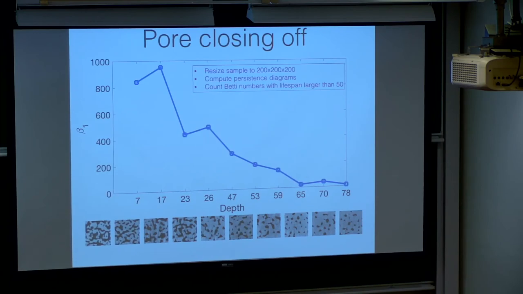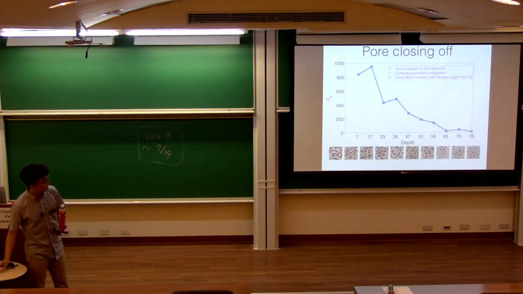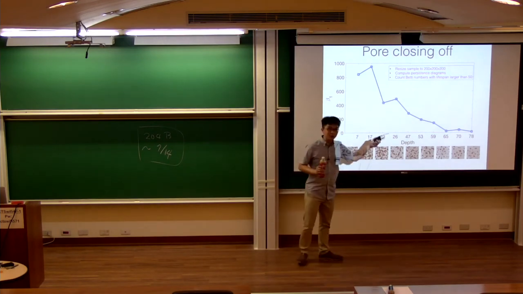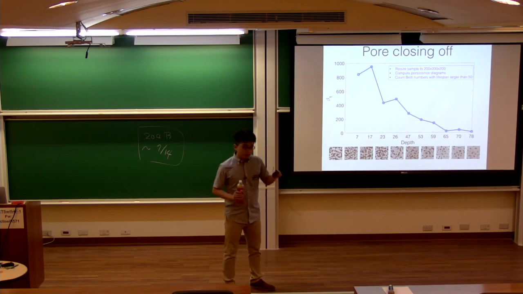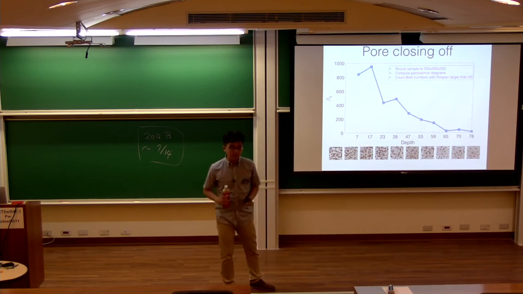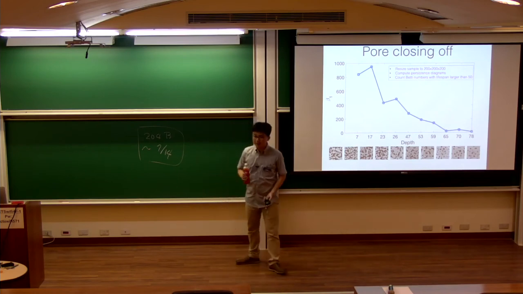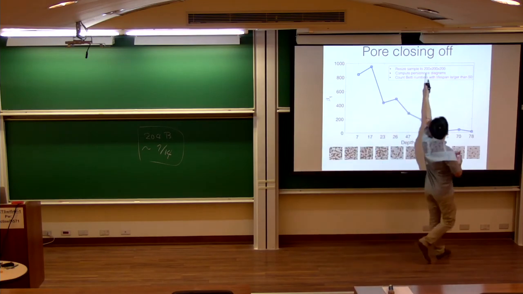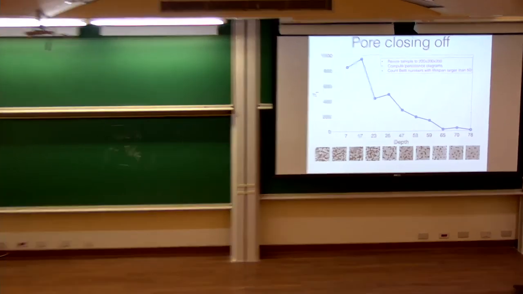I forgot to mention. The challenge in here is I have to resize the sample to 200 by 200 by 200. So that's a main difficulty in persistent homology computation. So far, memory is the really big issue. Right? So this computation was done on my computer, MacBook, 16 gigabytes, and that's the maximum size I can do, 200 by 200 by 200. And you may think that's a really, really small image if you think about this.